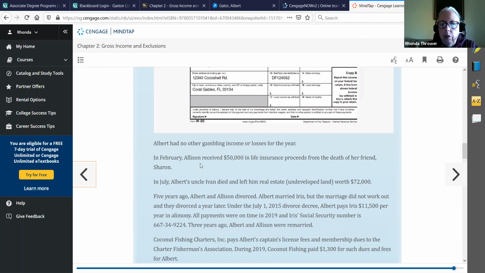In February, Allison received $50,000 in life insurance proceeds from the death of her friend, Sharon. So Allison received $50,000 in life insurance. Life insurance is not taxable. So we move on to the next part. In July, Albert's uncle, Ivan, died and left him real estate, undeveloped land worth $72,000. This is not taxable because it's under a threshold amount for estate tax.